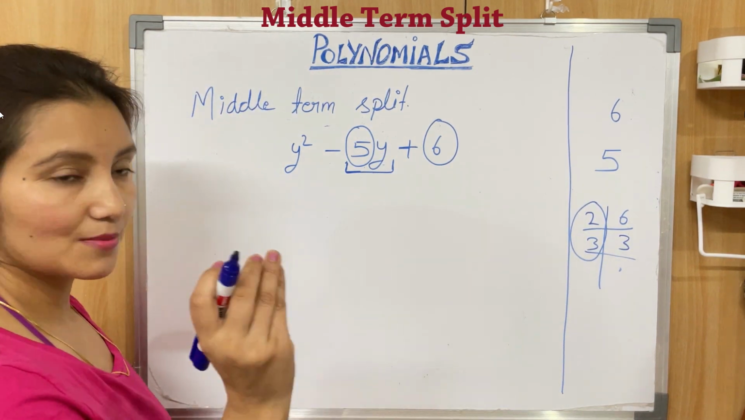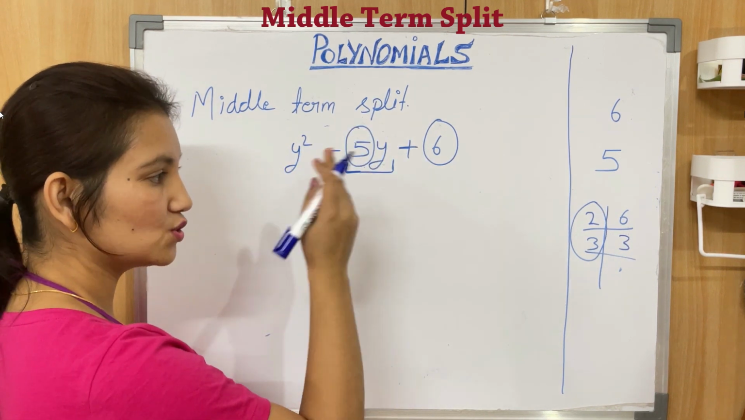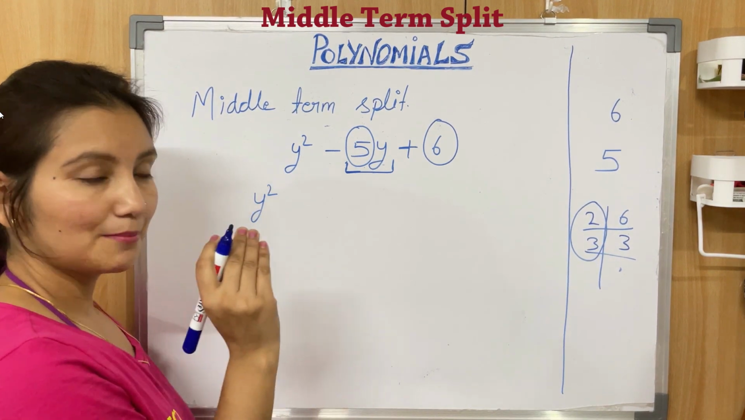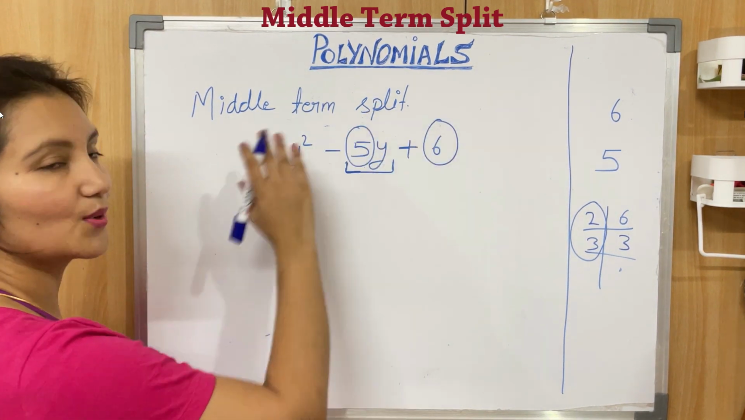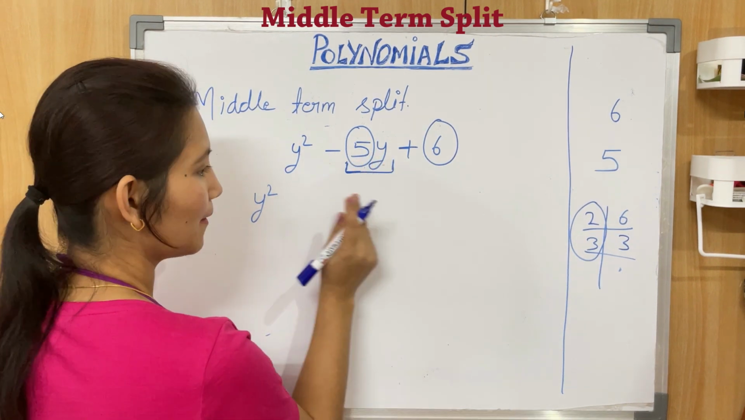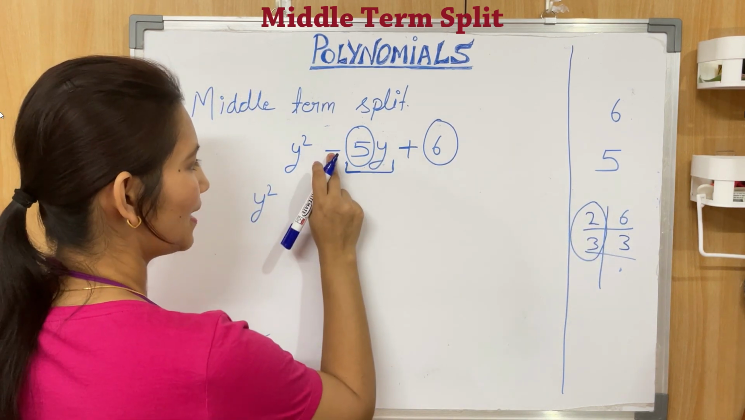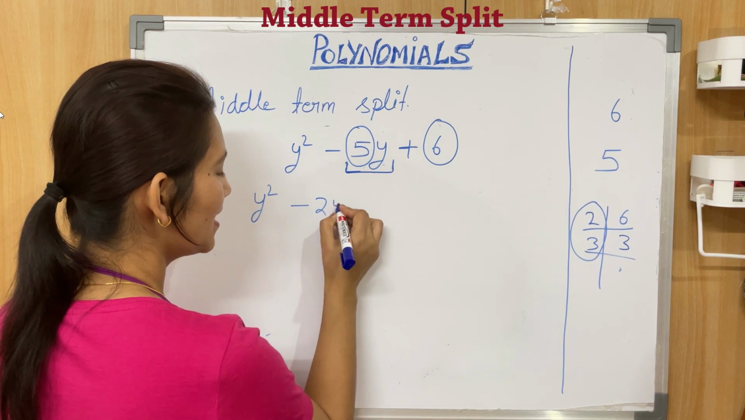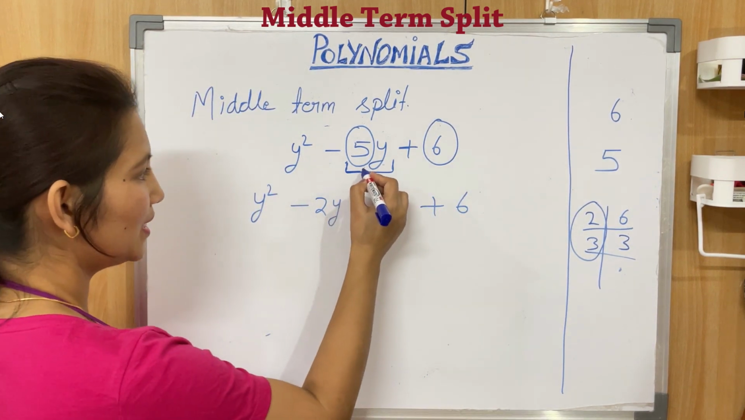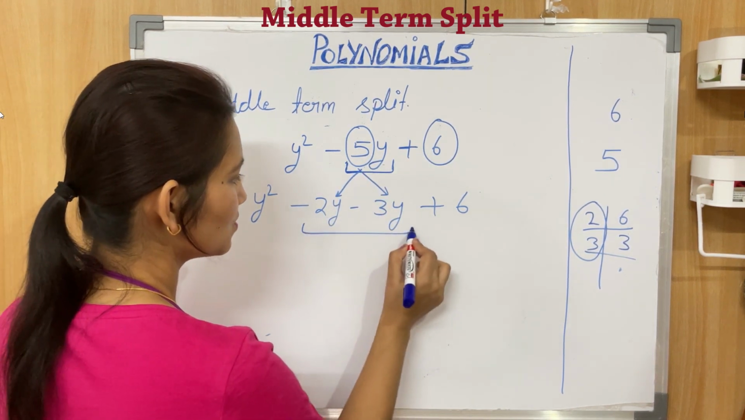What would my next step be? To split this middle term, minus 5y. While splitting, make sure that you don't distort the whole equation. This is minus 5y, and I need to break it into 2y and 3y. With the minus sign, it means minus 2y minus 3y plus 6. This is how I split the middle term into 2y and 3y.